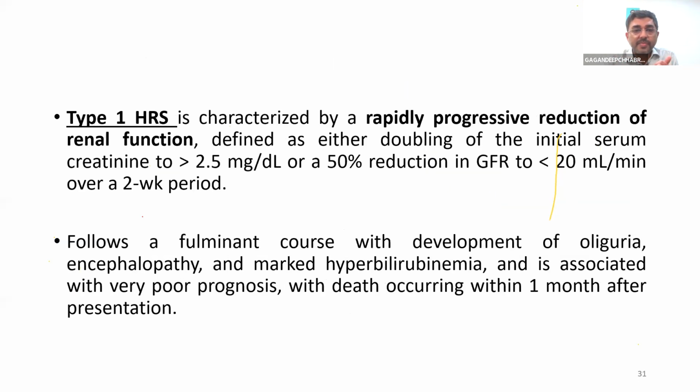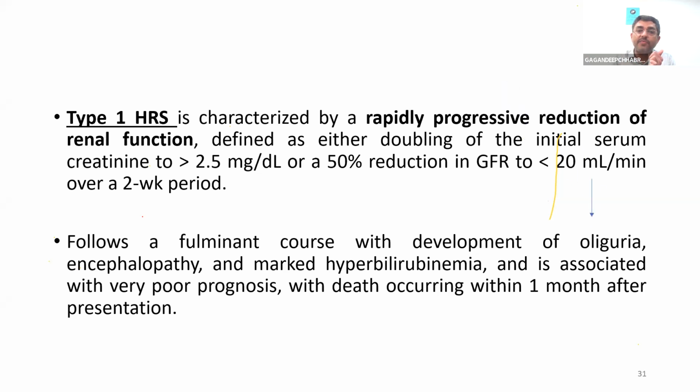So moving further, traditionally HRS used to be classified as type 1, which was the more fulminant type of HRS, rapidly progressive, defined as either doubling of the initial serum creatinine to greater than 2.5 or a 50% reduction in GFR to less than 20 ml per minute over a 2-week period. It had oliguria, encephalopathy, hyperbilirubinemia, a very poor prognosis and a high death rate within a month after presentation.